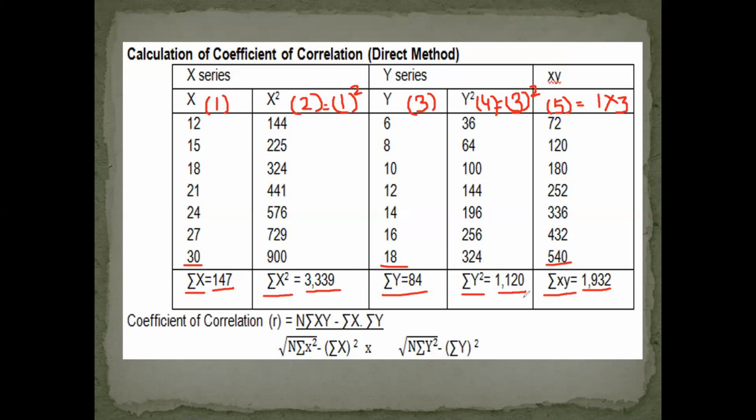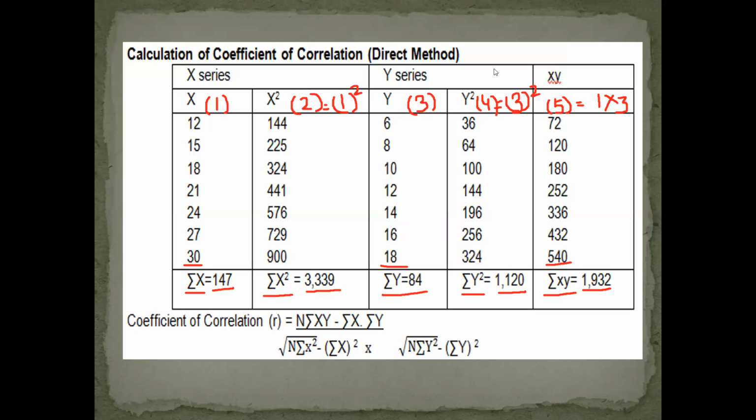Now we have summation X as 147, summation X square as 3339, summation Y as 84, summation Y square as 1120, summation XY as 1932. So for the coefficient of correlation, we put the values in the formula: n into summation XY minus summation X into summation Y, upon under root of n into summation X square minus summation X whole square, into under root of n into summation Y square minus summation Y whole square.